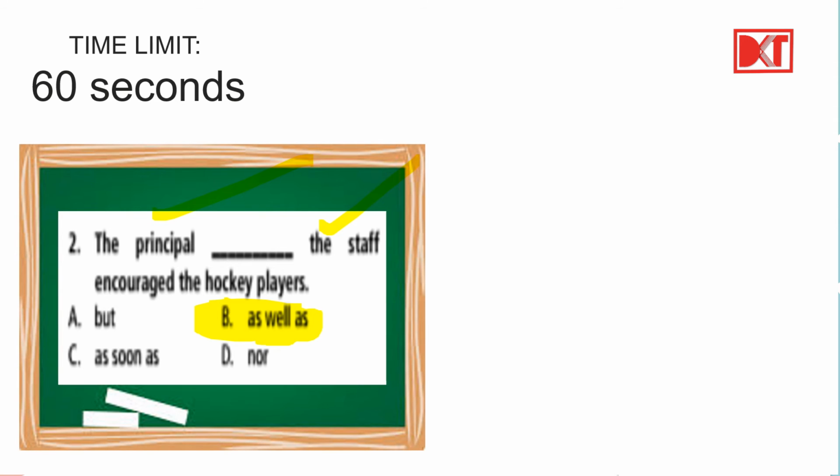Encourage the hockey players. Then we have but. But is used for contrasting statements. As soon as is used as a conjunction of time. Then we have nor. Nor is used with neither as correlative conjunctions for joining the phrases of equal importance.